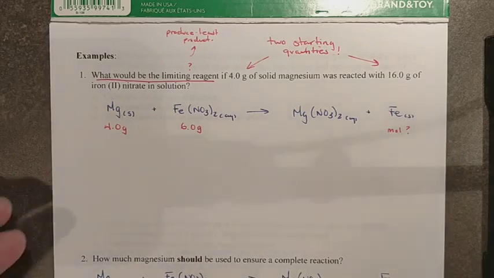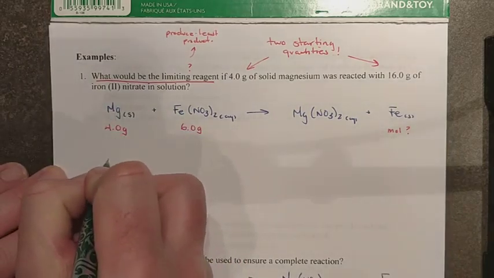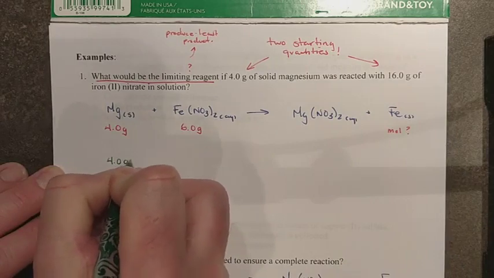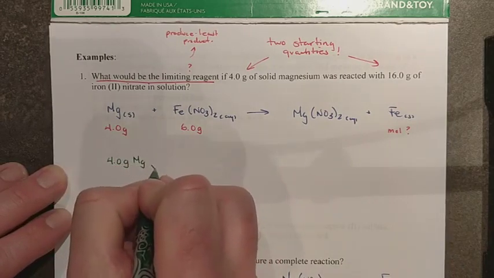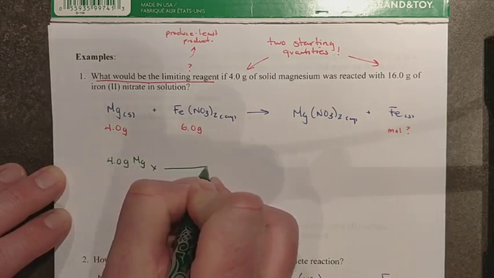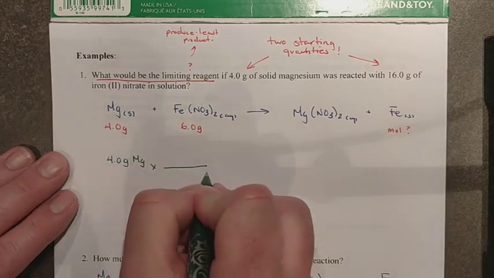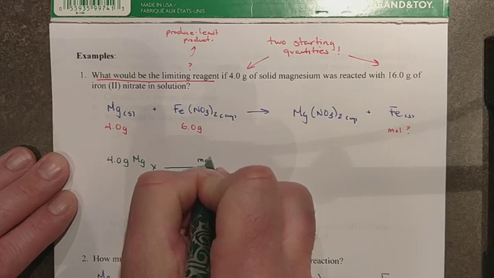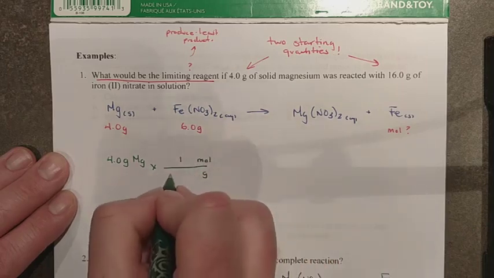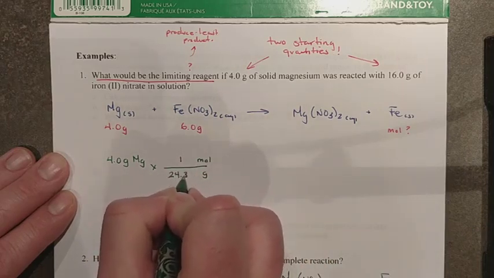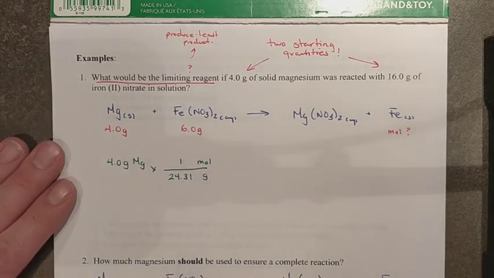Let's start off with this one. If I have 4 grams of magnesium, I need to first convert this to moles before I can do any sort of stoichiometry. And so grams would go on the bottom, moles up top. 1 mole of magnesium from your periodic table weighs 24.31 grams on a scale.